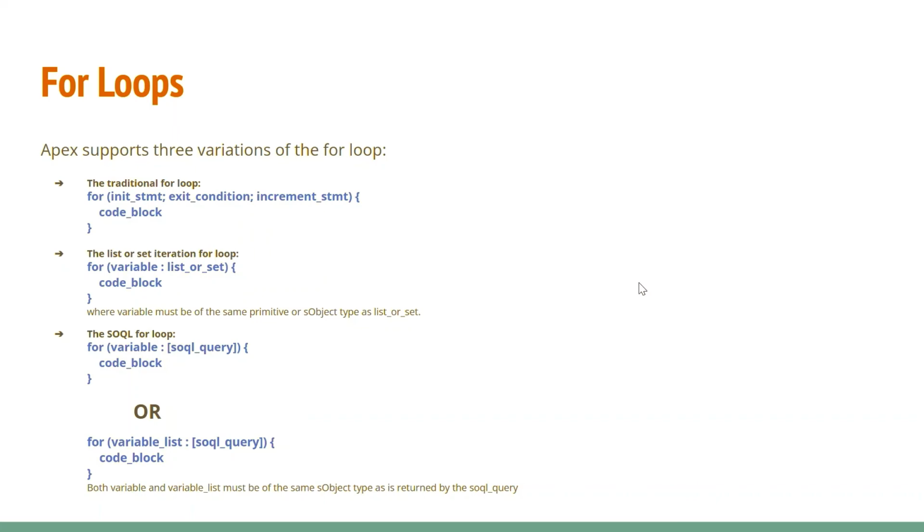Next is the list or set iteration for loop. We are very well aware of how we use this: for variable name, it can be anything like sObject or Account, and then we pass the same type of list or set to assign that particular value. The SOQL for loop is: for variable, then SOQL query, then the code block. It can be a single variable or a list.